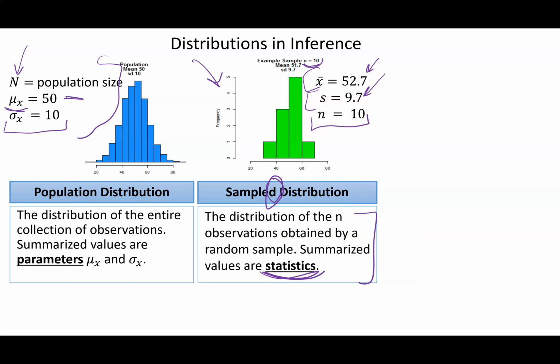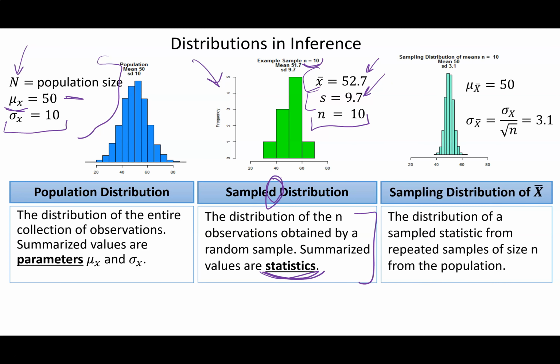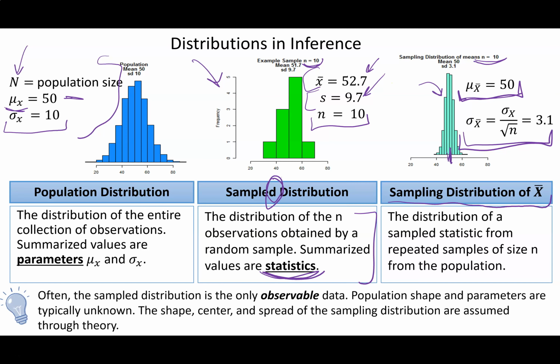Then, if I were to repeatedly take all of the samples of size 10 and calculate the sample mean for all of them and plot them, I would have my sampling distribution of X bar. It's the distribution of the sample statistic, or sample mean here, from repeated samples of size, here it's 10, from the population. And we can calculate the center here, it's going to be 50, just like it is in the population. And we can calculate the standard deviation for it as well. And then the note is the sampled distribution is usually the one we have access to. We dream of having access to the population distribution or the sampling distribution. It's less likely. It usually requires you to have access to the entire population.